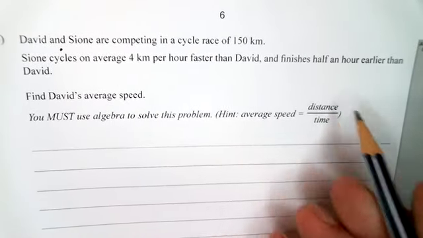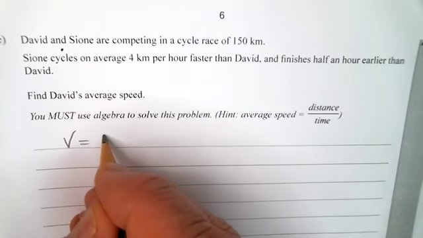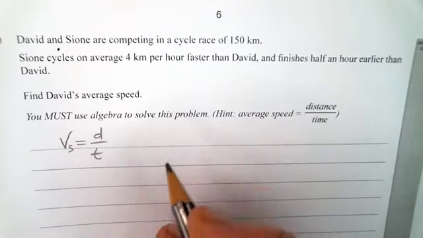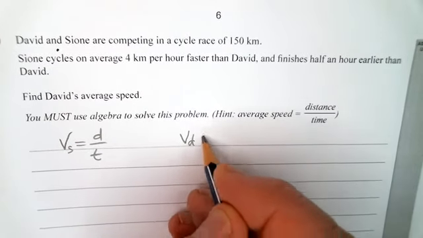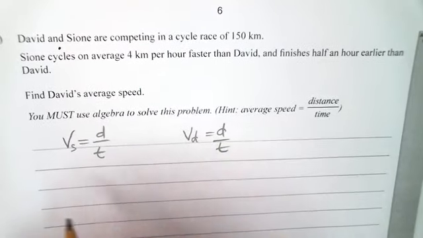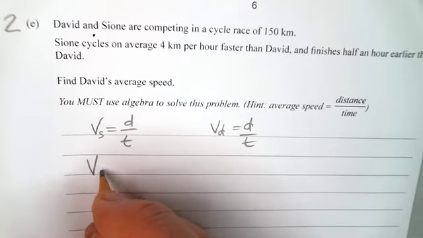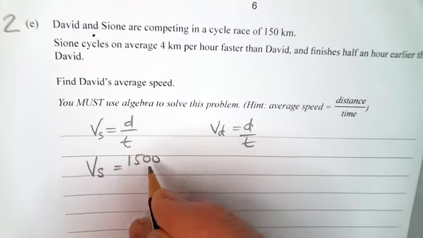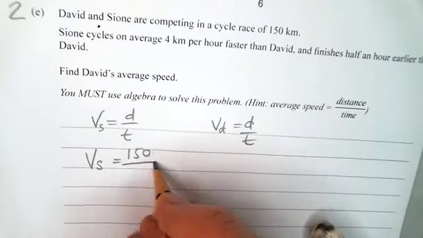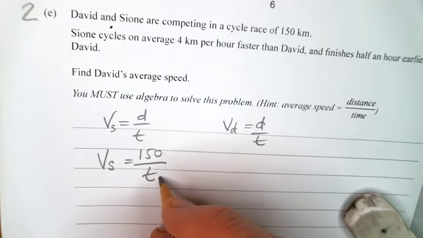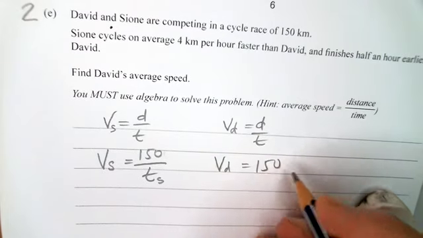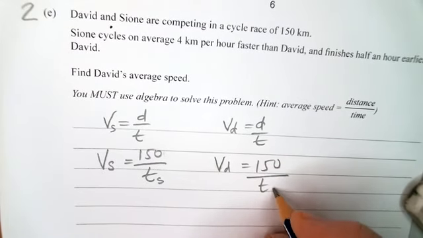Well, we know that speed, or if you like, velocity, is equal to distance over time. We know that. That's fine. And we know that we've got one for Sione, and we've also got a velocity for David. Not to confuse David with distance here. In fact, I'm going to substitute distance in straight away. So we know Sione's velocity is 150 over time, and it's Sione's time. We've got also David's velocity, and his distance is 150, same as Sione. And he's also got a time which he takes as well.